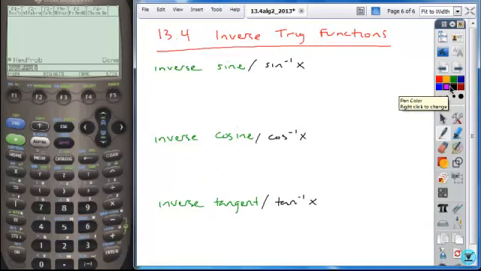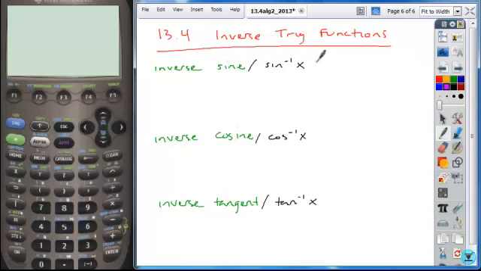If it were to the right of x, it would represent the exponential property of being the reciprocal. It would look more like the sine of x to the power of -1 is equivalent to 1 over sine of x. But this is not. This is something completely separate.